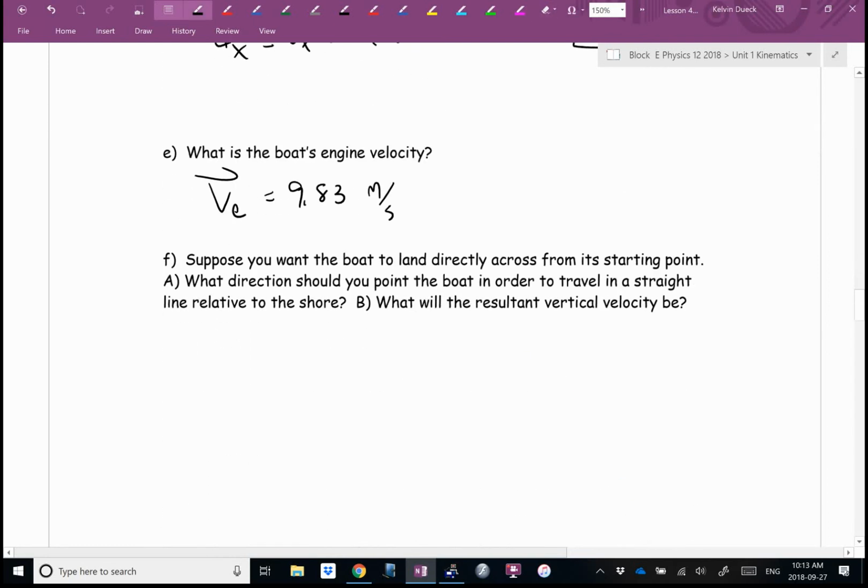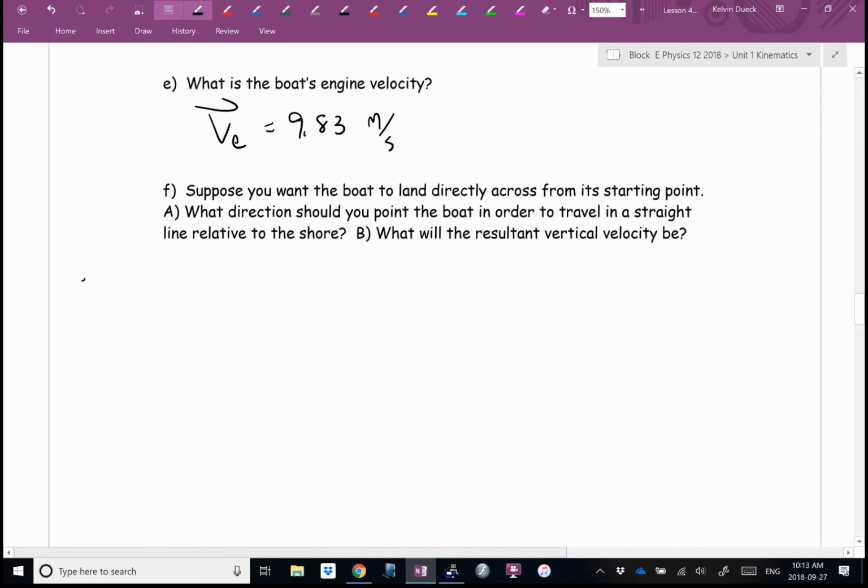Let's drop down here. So here's my river again. We're going to point the boat that way. I don't know at what angle, but I definitely know it's up and left because the current is pushing me to the right. How big is that magnitude? That magnitude is 9.83, which was the engine. What's the other velocity that I'm going to add to this?